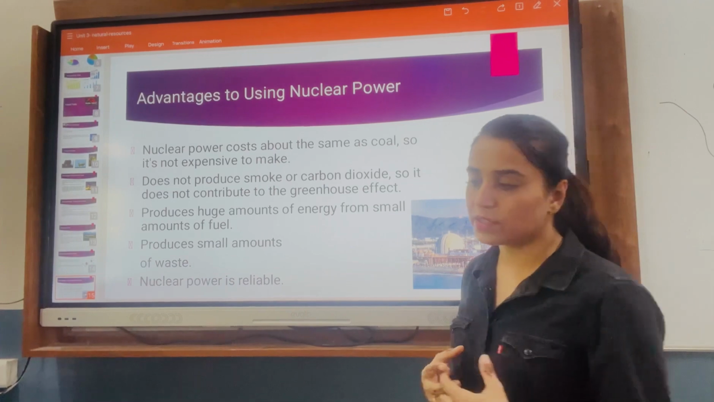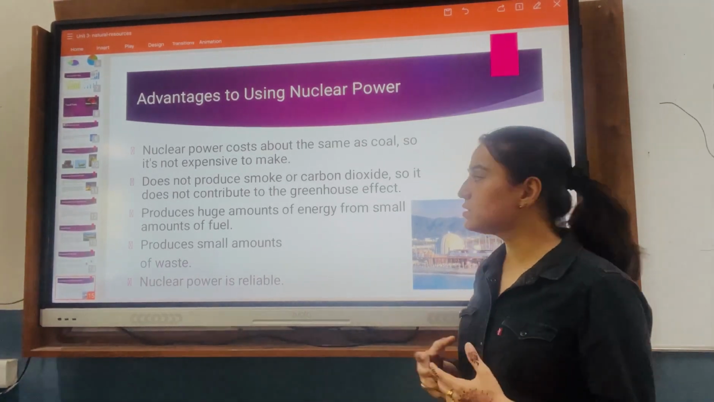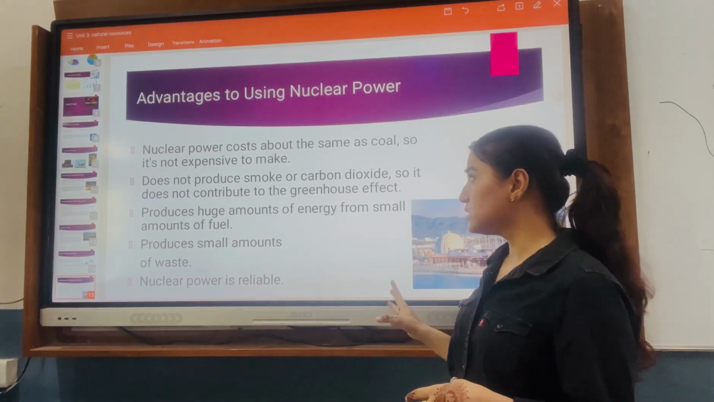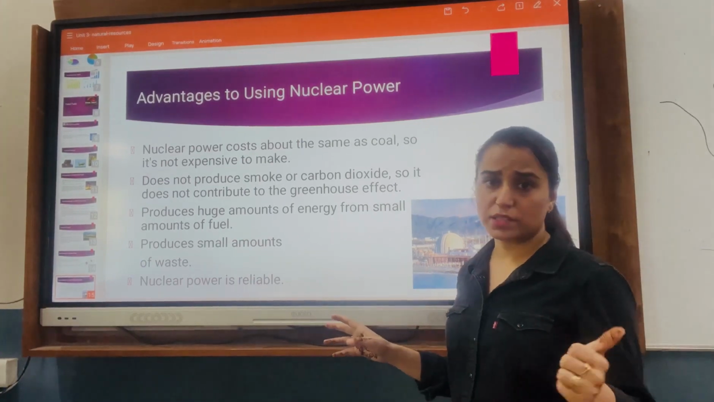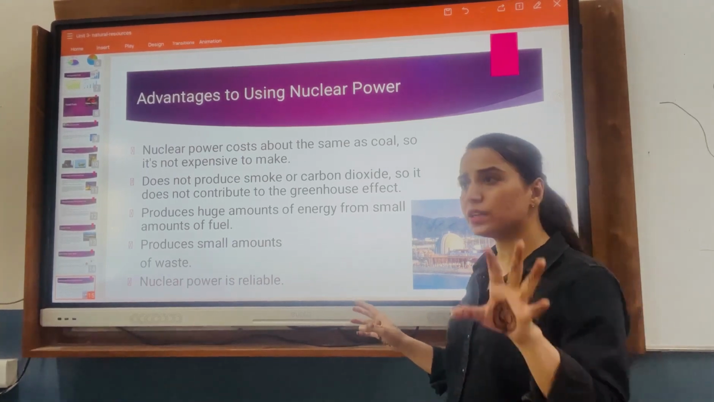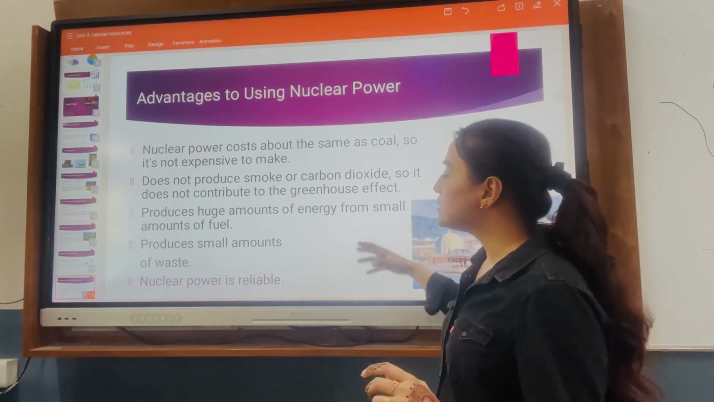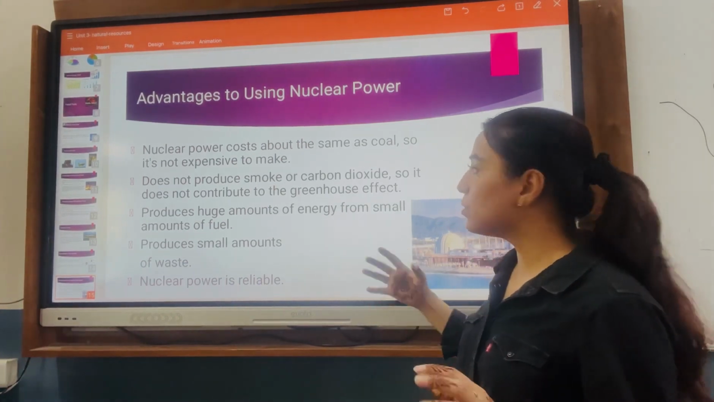And also it is not very expensive. It does not produce any smoke or carbon dioxide. Again, it is pollution free. It does not cause air pollution, but it does cause radioactive pollution, which I'm going to discuss later. It produces a huge amount of energy from a small amount of fuel.